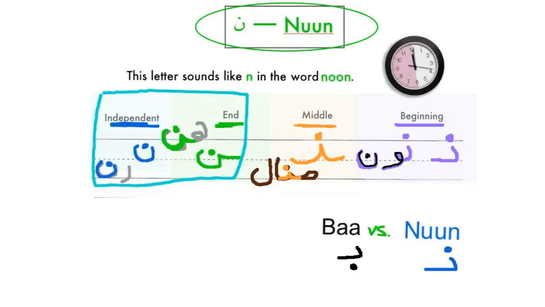In the middle, we write the letter Ba like this, and the letter Noon like this. You see, the only difference is the location of the dot.